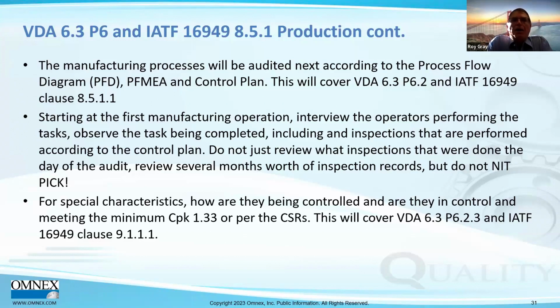Look for special characteristics that are identified both by the customer and internally. You want to know how they are being controlled. VDA 6.3 clearly calls it out: Cpk of 1.33, or according to the customer specific requirements. IATF 16949, clause 9.1.1, again, minimum Cpk of 1.33 or as directed by customer specific requirements.